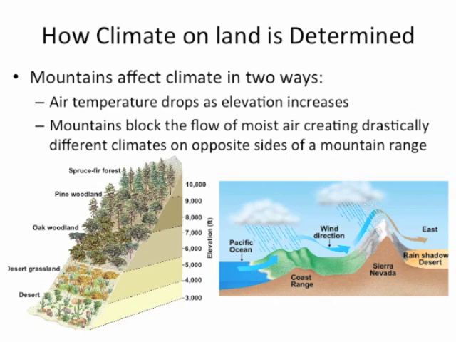So you get what's called a rain shadow. And so here's coastal mountains in the west. You have the Sierra Nevada mountains. One side of them, very, very wet.